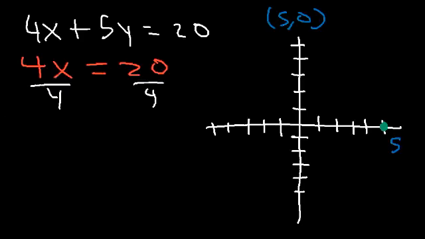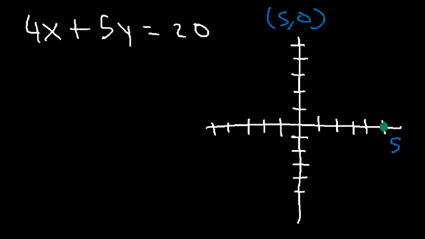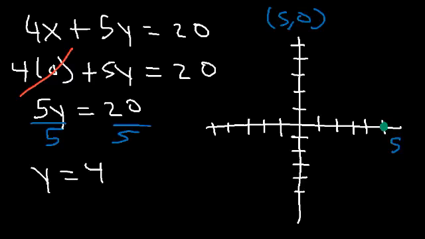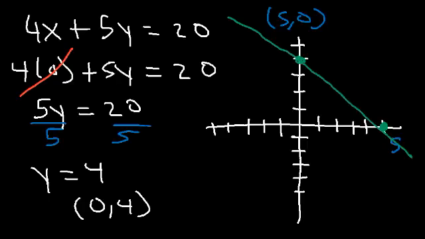So now let's find the y-intercept. So let's replace x with 0. So that disappears. Therefore, 5y is equal to 20. If we divide both sides by 5, 20 divided by 5 is 4. So we have the y-intercept (0, 4), which is over here. So to graph it, it looks like this. So we can see that the slope is negative.